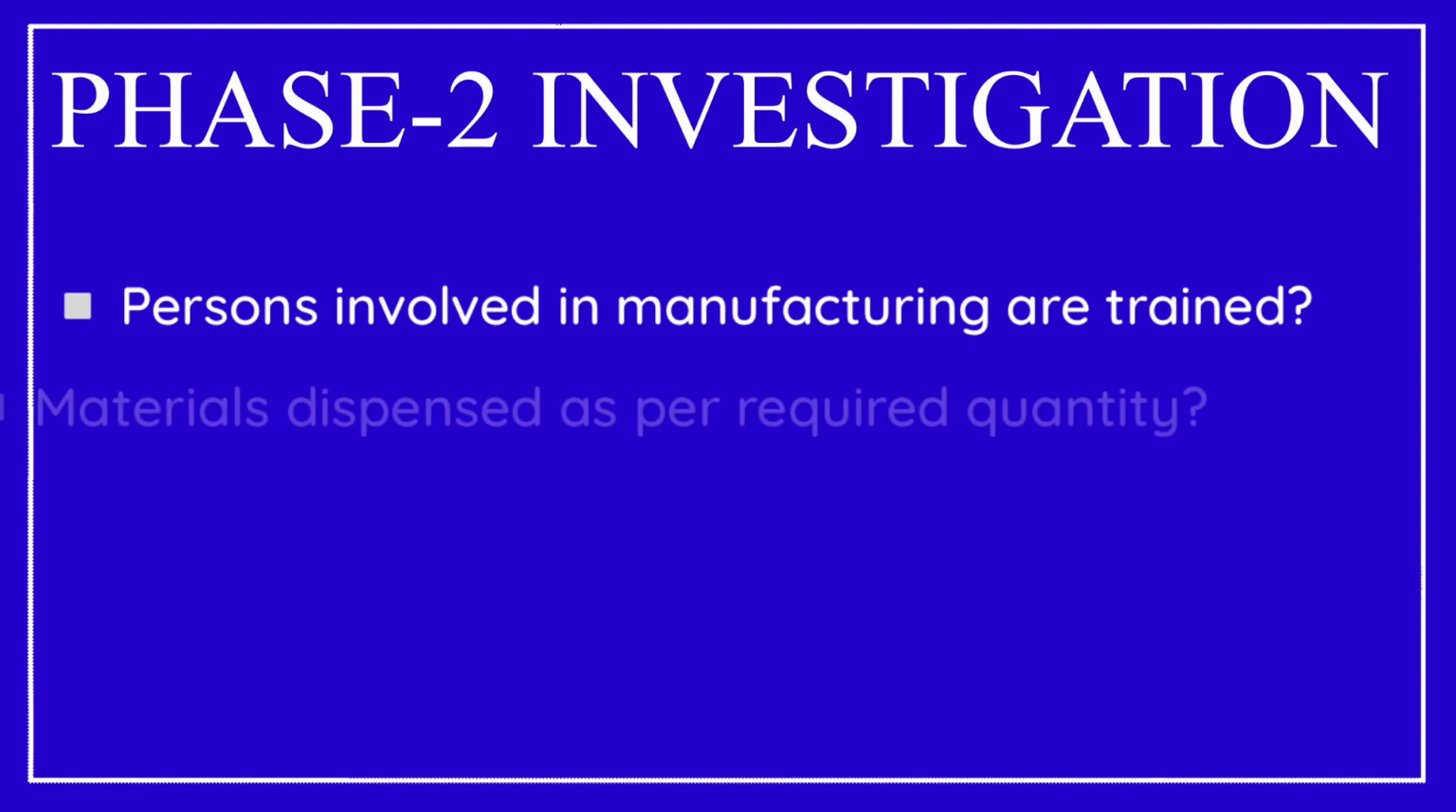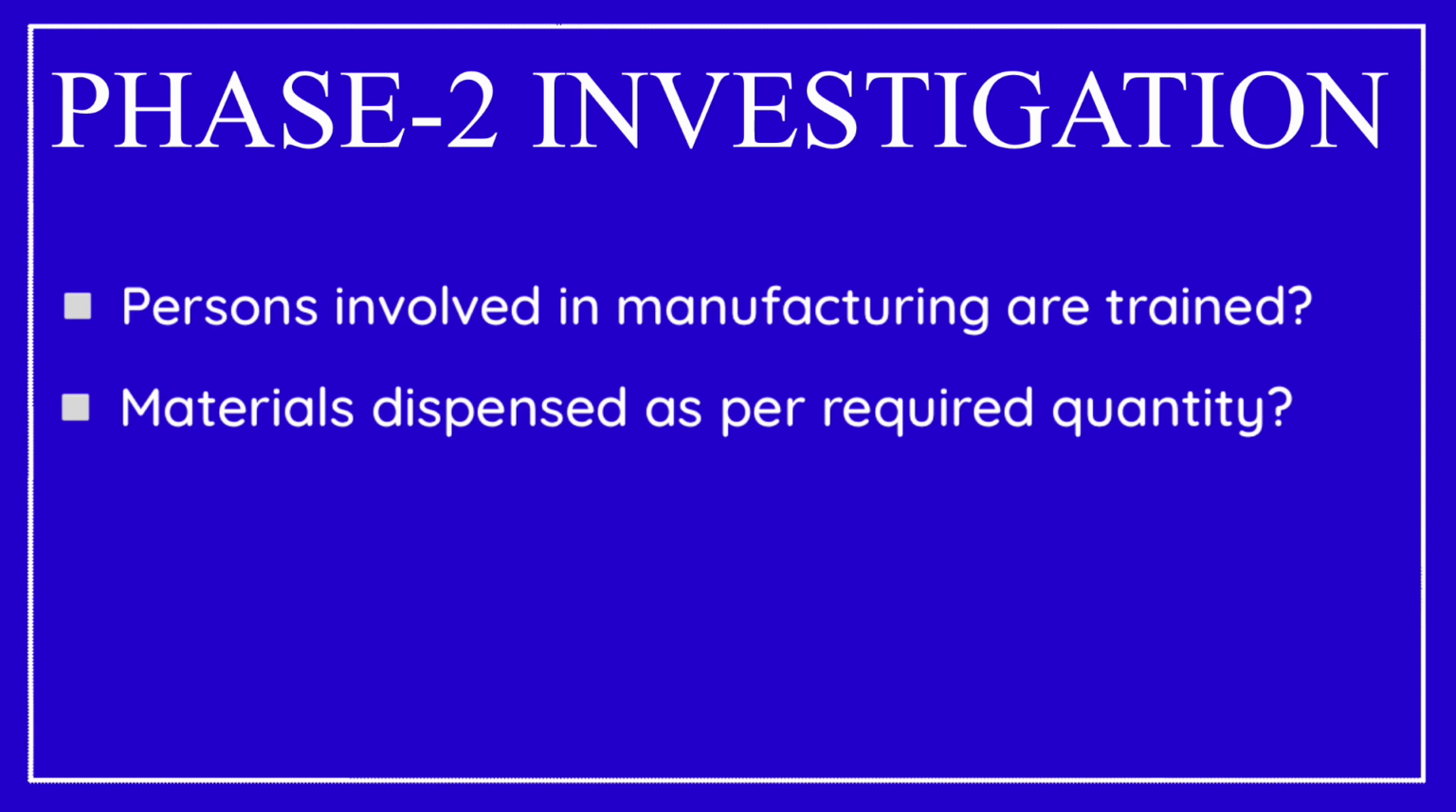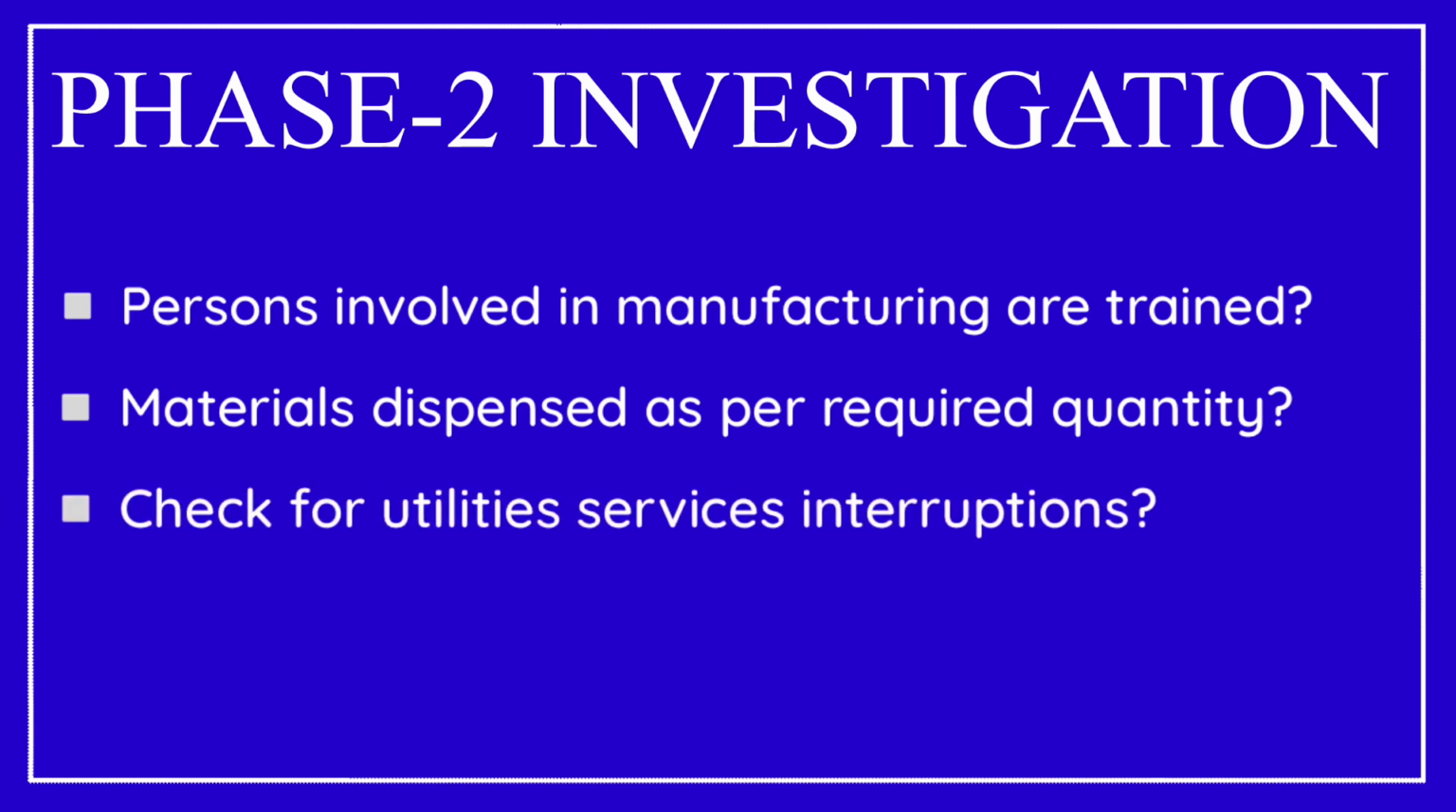You can also check and verify whether the materials dispensed as per the required quantities or not. Check and verify whether there were any kind of failure or the interruptions in the utility services, for example, power interruptions or interruption in the purified water supply, etc. So these were some of the checks which you can verify during the phase 2 investigation.